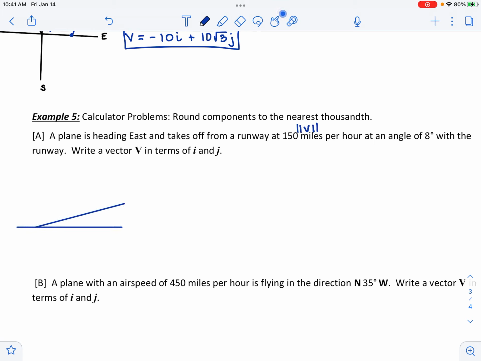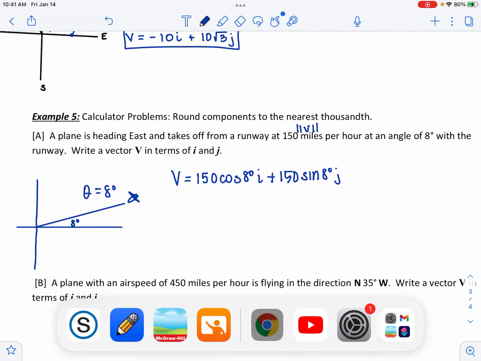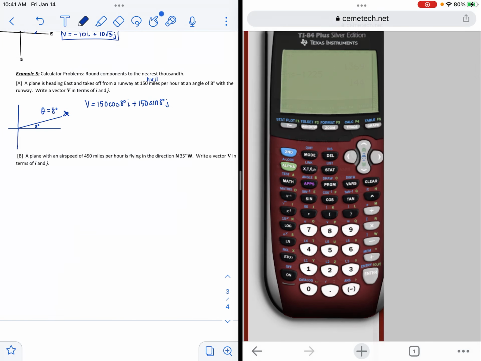So I have to draw what this looks like. So here's a runway. A plane is taking off. So there's my plane taking off. You see it? Ooh, look at how pretty it is. And it's making 8 degrees with the runway. So if that's the x and y axis, theta is 8 degrees. All right, so we have v equals magnitude, which is 150, cosine of 8 degrees i, plus 150 sine of 8 degrees j. So this is a calculator problem because I don't know what the sine of 8 degrees is.